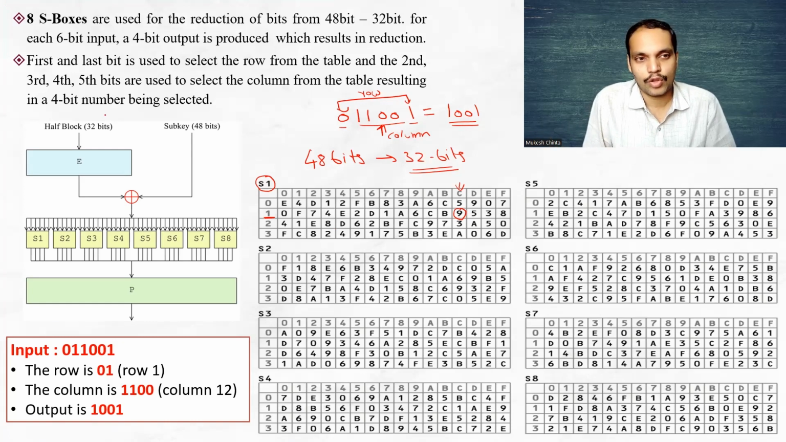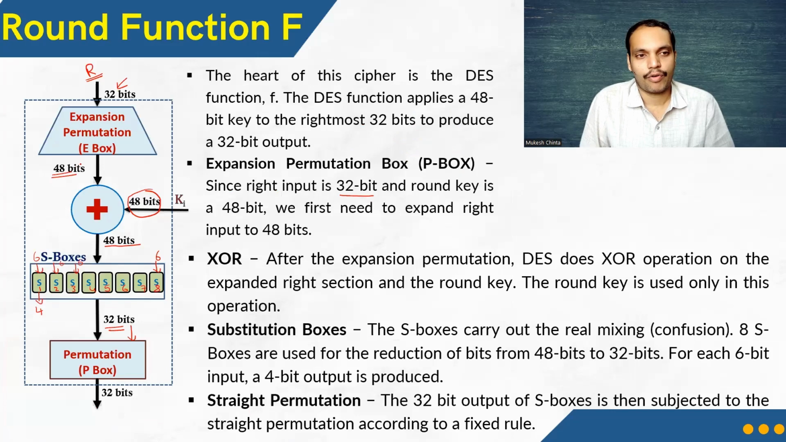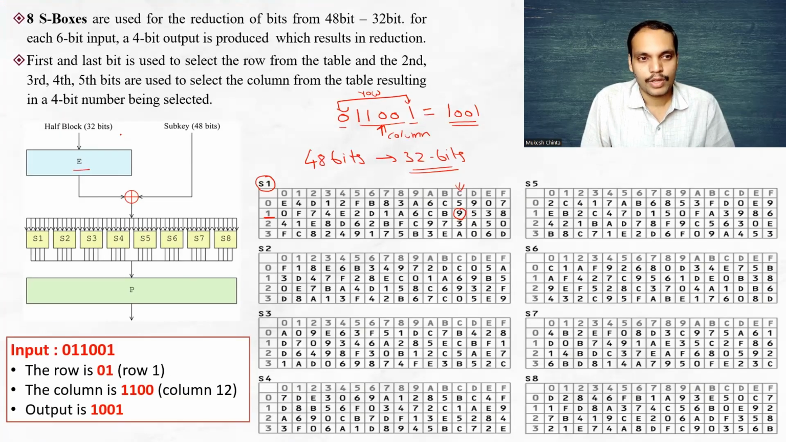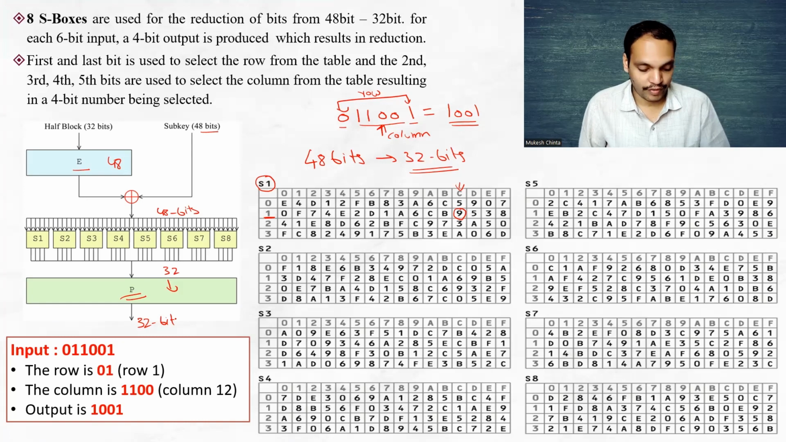Okay, so this is once again the operation. The half block is performed an expansion permutation, which increases it to 48, and then you have the subkey of 48, perform an exclusive OR. The 48 bits are given as an input, get the 32 bits, rearrange them in the permutation, and you finally get the 32-bit output from the round function.